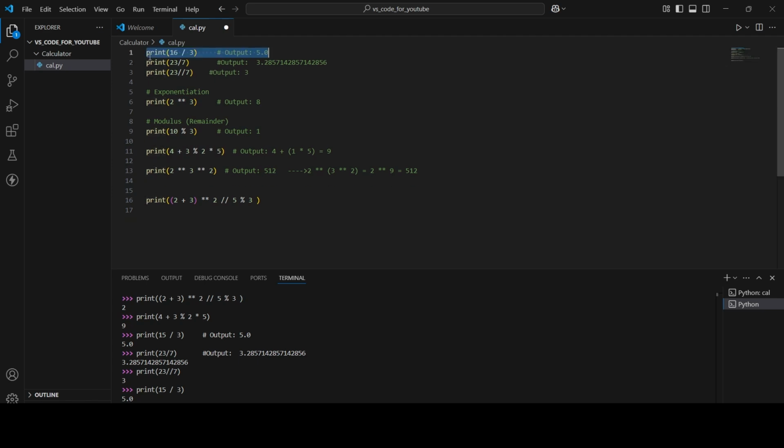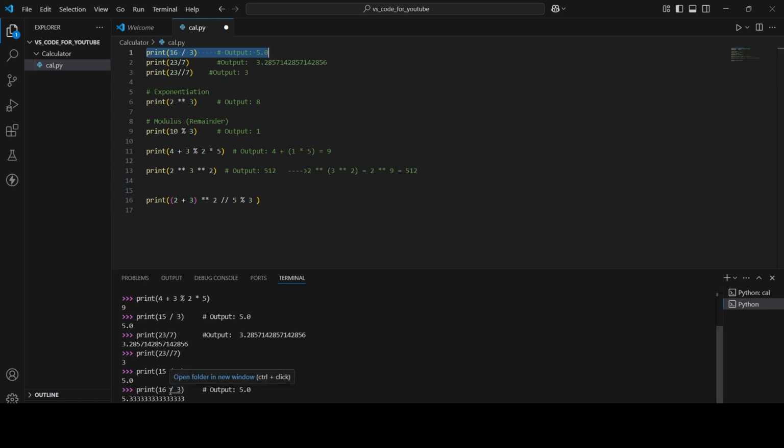Shift enter. Yes, here you can see print 16 divided by 3. Since it is a float division, it is returning me the decimal result. You can ignore this output 5.0 since it is commented. Whenever you see any lines with this comment symbol, it means that those lines are ignored, they are not considered for the execution. So 16 divided by 3 is returning me 5.33.